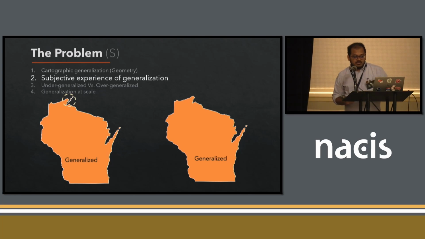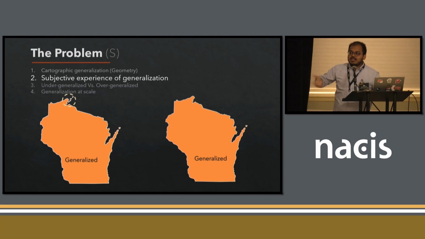And the second problem is the subjective experience of generalization. You can see these both are generalized maps of Wisconsin. How many of you feel that the map towards the right is the correct generalization? Raise your hands. Okay. How many of you feel that the left map is more generalized and correct? Okay.